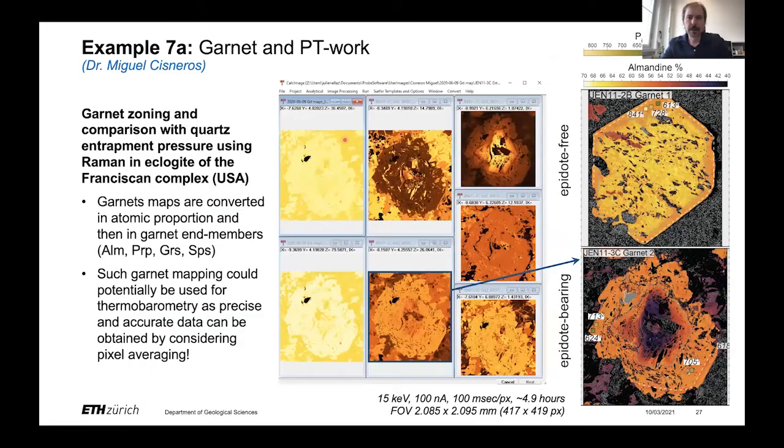Another beautiful example, this time in garnet. This is Dr. Miguel Cisneros, who wanted to do some garnet mapping. And I immediately told him, well, if you want maps, why don't we quantify them? He was so excited that we ended up mapping something like 12 garnets or even more. Miguel is working with Whitney Baer and John Pratt to determine the pressure of entrapment of quartz inclusions in garnets. In the future, he will also use the zoning of these garnets to determine the pressure and temperature conditions. So there are a lot of things you can do with these maps once they are quantified.